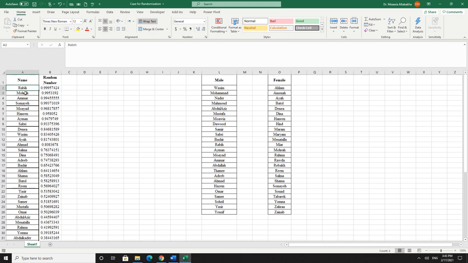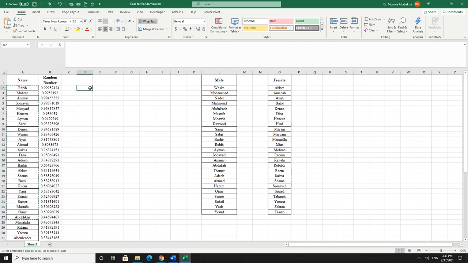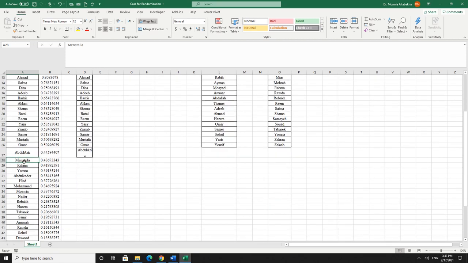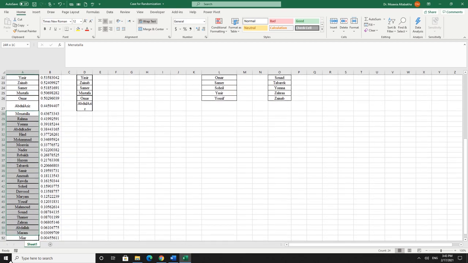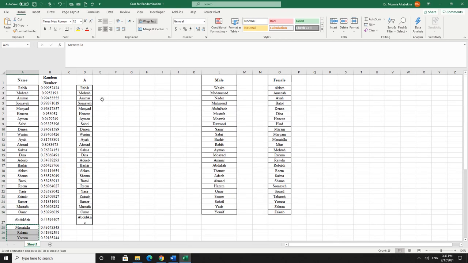So I can take the first 26, which are these. Okay, these are 26, and I can say, okay, I want to put them in group A. This is my group A. Now the next after Abdul Aziz is the next group, and this will be my group B.